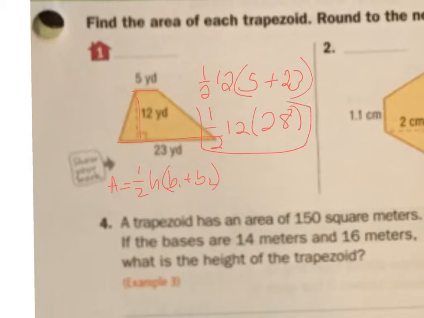So there's my problem. I'm going to put those together. 1/2 times 12 is 6. 6 times 28, that will get my area. So I do that on my calculator. 6 times 28 equals 168, and we're talking about yards, and we're talking about area, so it's squared. Okay, 168 yards squared. Let's go to number 2.